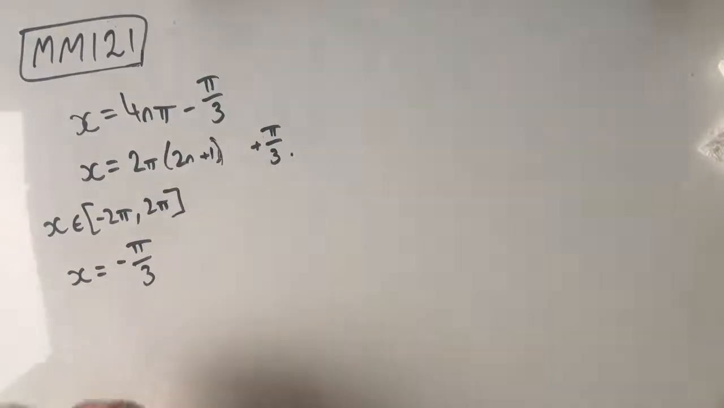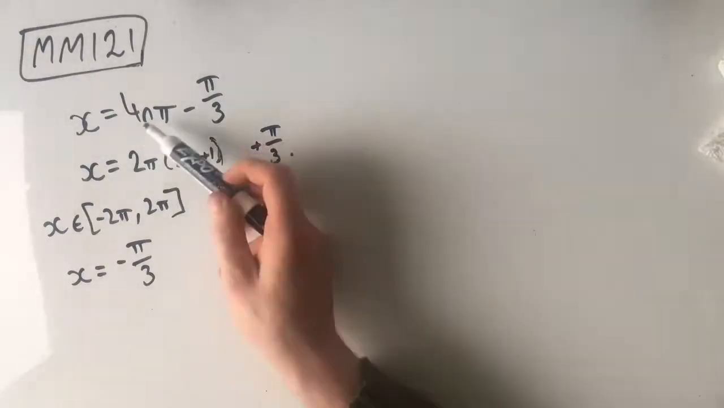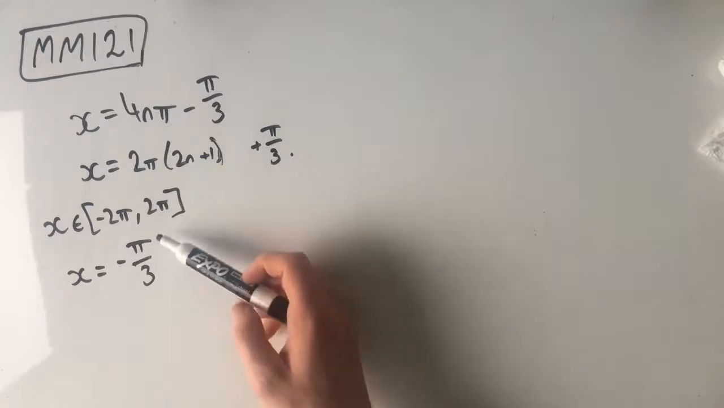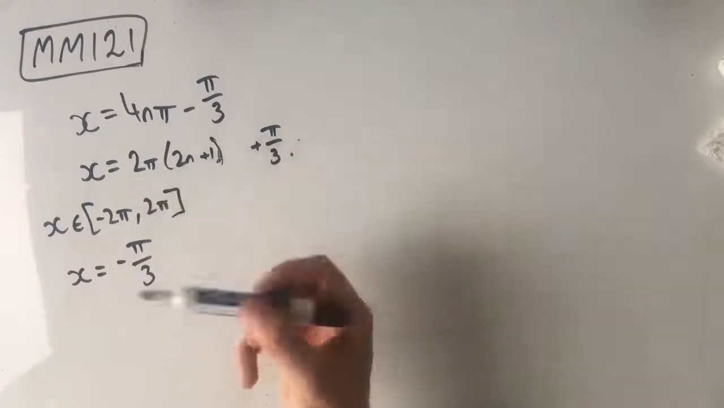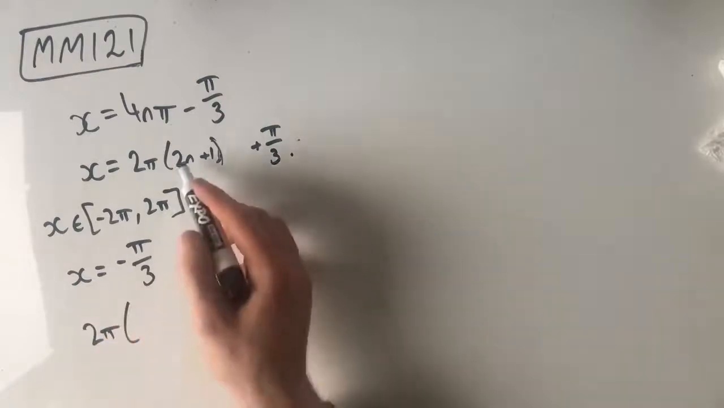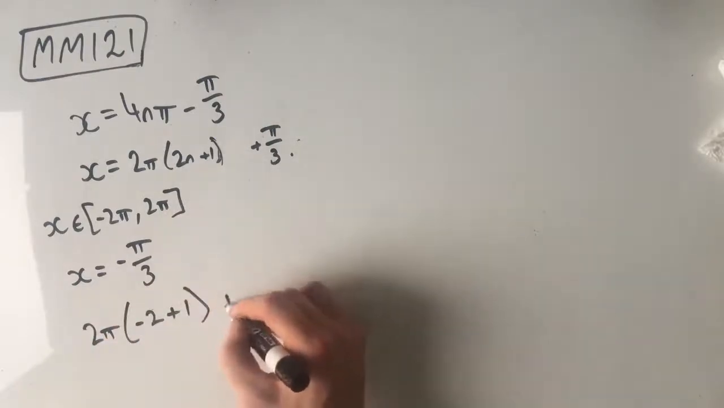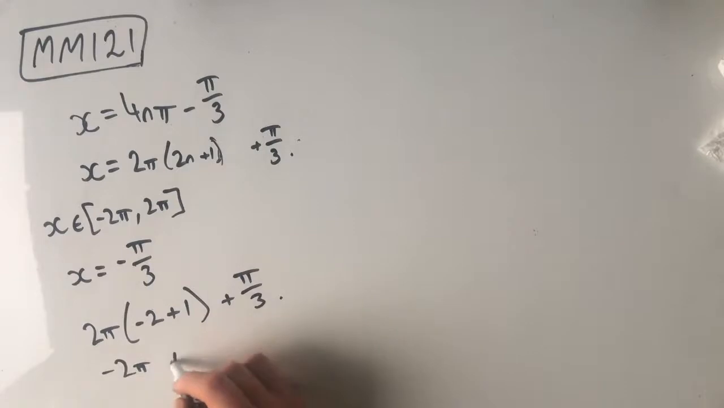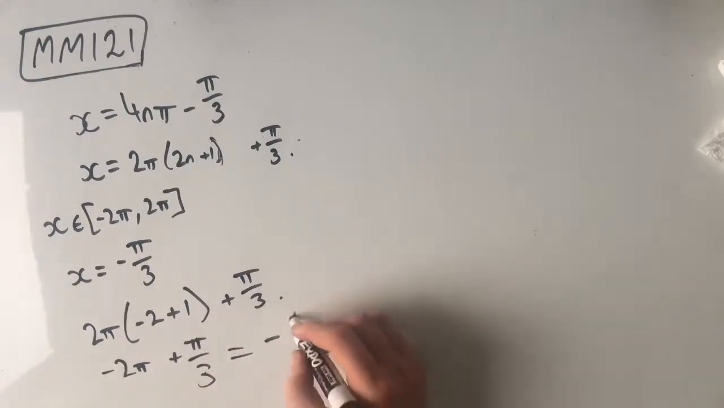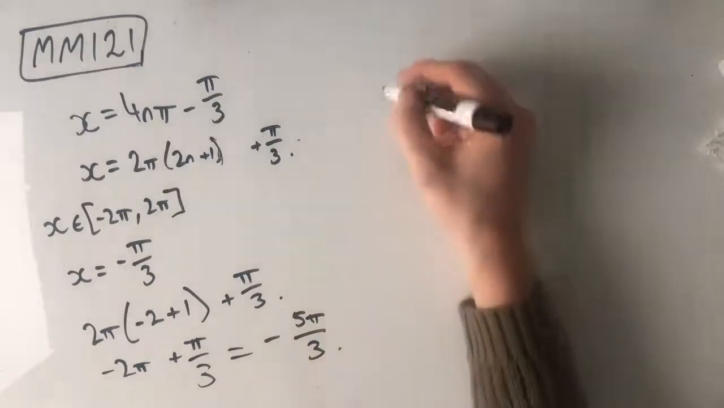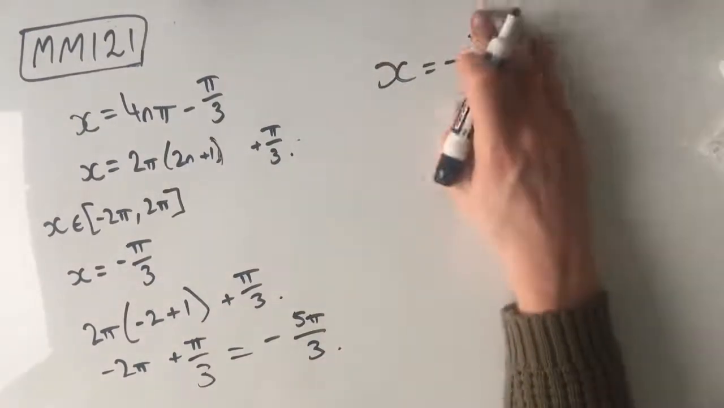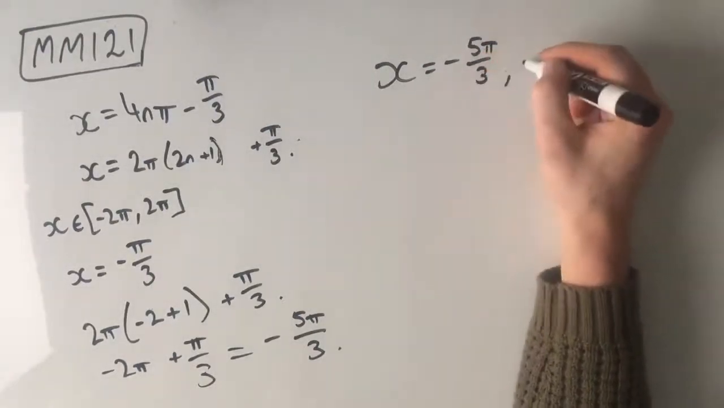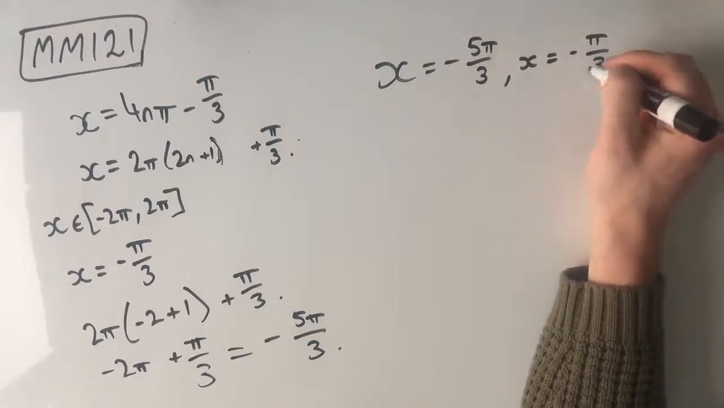So now I'm going to go backwards and sub in n equals negative 1. If I sub in n equals negative 1 here, I get negative 4 pi, take pi on 3, which is outside my domain. And if I sub in n equals negative 1 into this one, I get 2 pi, 2 times negative 1 is negative 2, so negative 2 plus 1, which means we get negative 1. So negative 2 pi plus pi on 3, which is equal to negative 5 pi on 3. So our answers, x equals negative pi on 3, or actually let's put it in order: x equals negative 5 pi on 3, and x equals negative pi on 3.